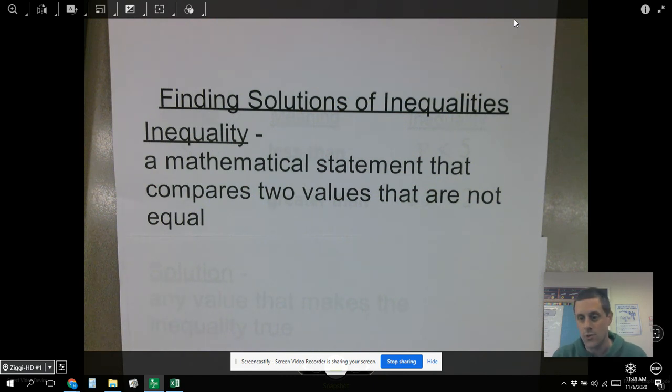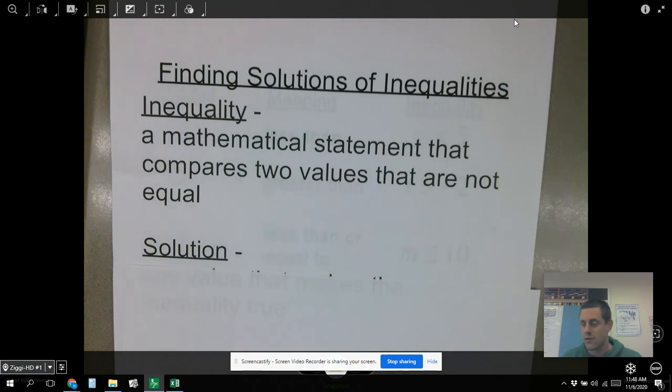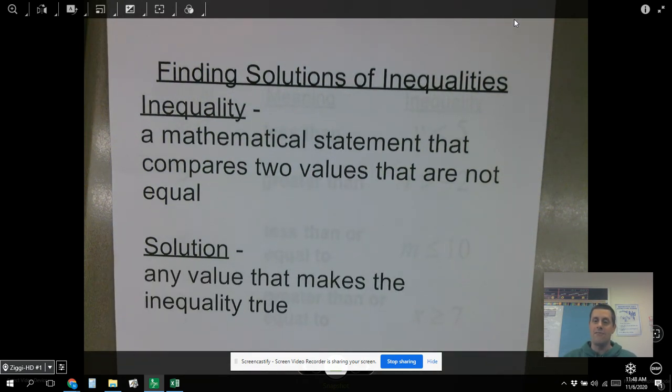Now, in previous lessons we talked about equations where both sides of the equation stood for the exact same value. With inequalities, those two values will be different, and we'll use an inequality symbol, either less than or greater than, to determine whether one side has a greater or lesser value than the other. What is similar to equations is that inequalities can have solutions, and solutions to inequalities are any value that we can substitute into the variable to make that inequality true.